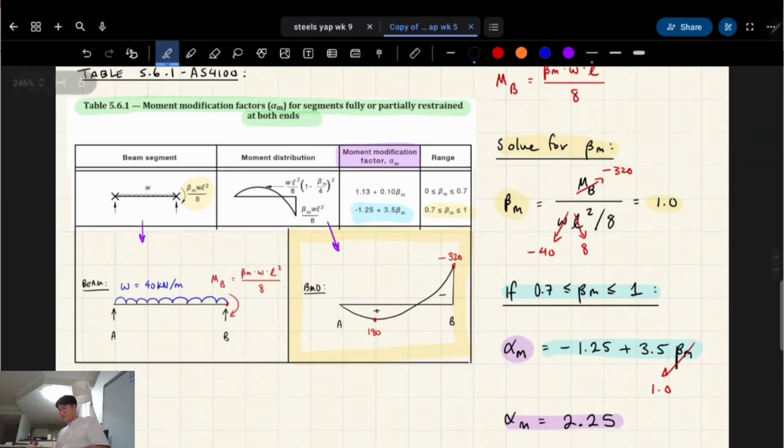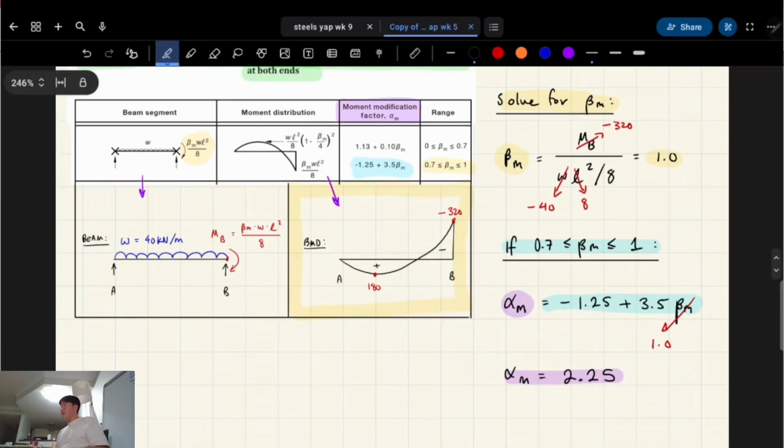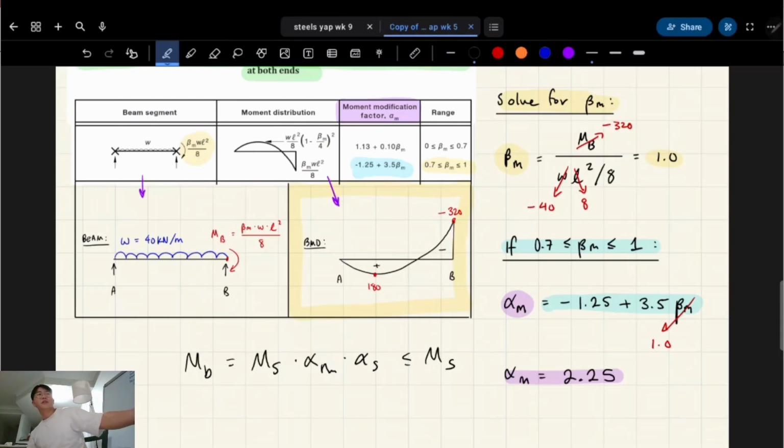Effective length is extra long. Not to do with the length. Because if the effective length was long, it's bad. So remember, this is for MB, which is equal to MS times alpha M times alpha S. But it can't be more than that. It always gets rounded down to alpha M times MS if this number's too large.